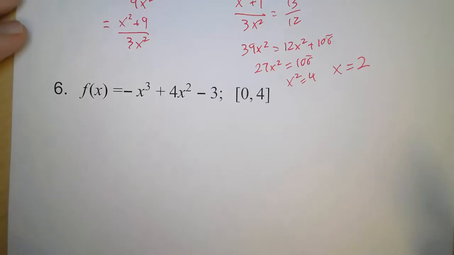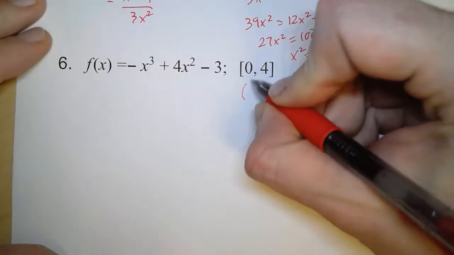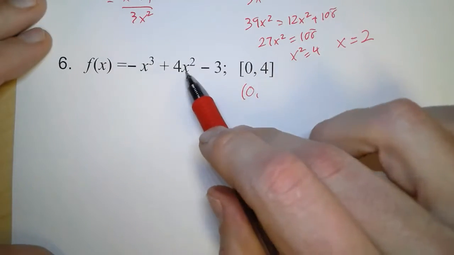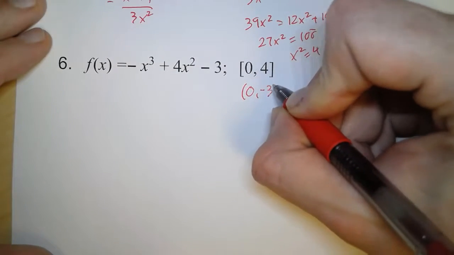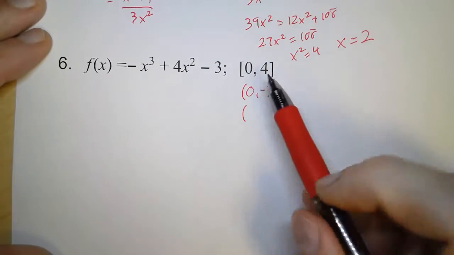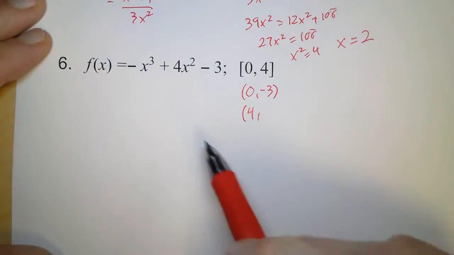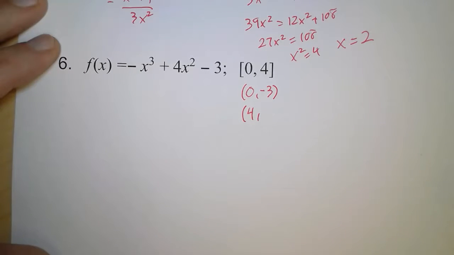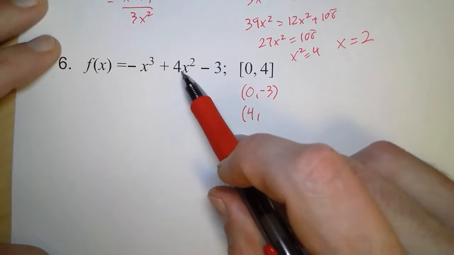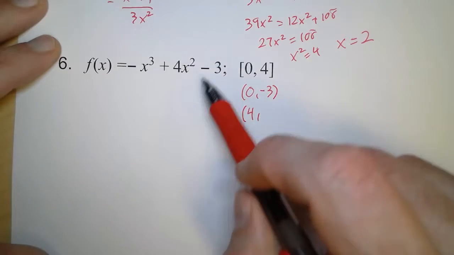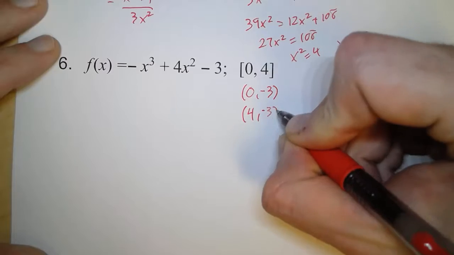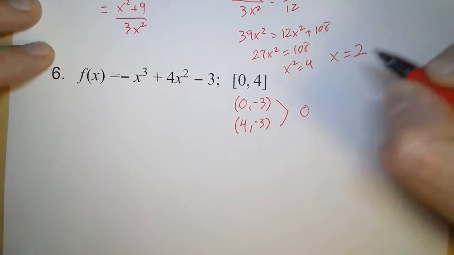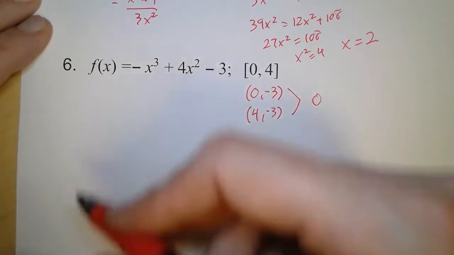All right, number 6. So we have the interval from 0 to 4. So we plug in 0 in for x. So that means these disappear, and we're left with negative 3. Now we plug in 4. So 4 cubed is 64, so that's negative 64. And then we plug in 4 here, and that's positive 64, so that will cancel. And so we end up with one more example where the two endpoints have the same value. That means the secant slope there will be 0.